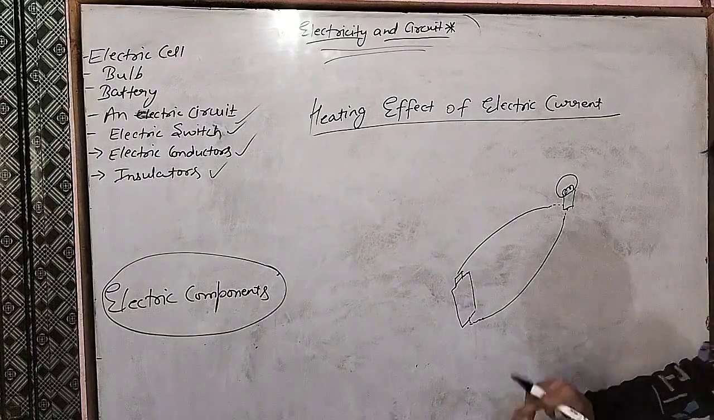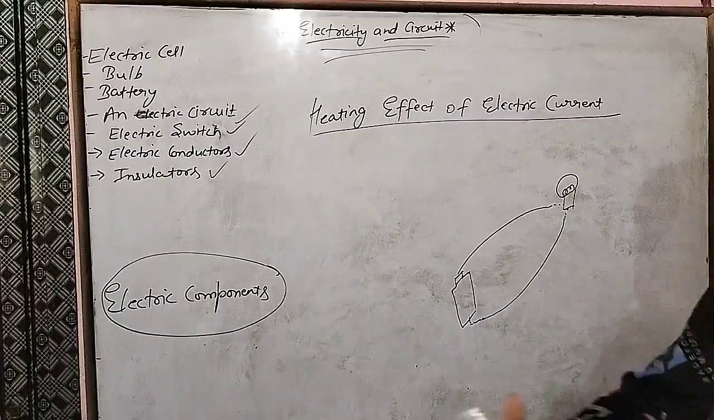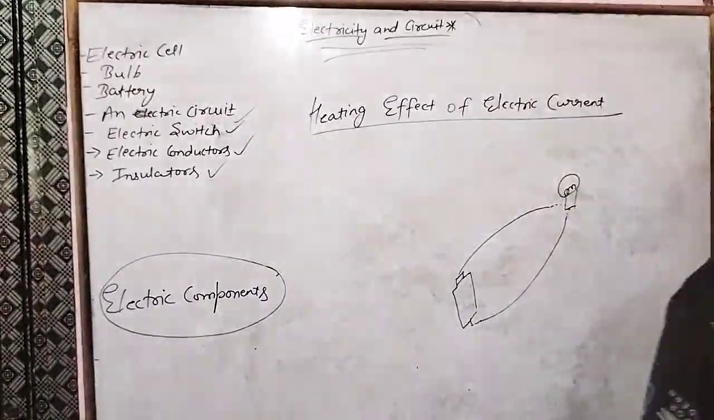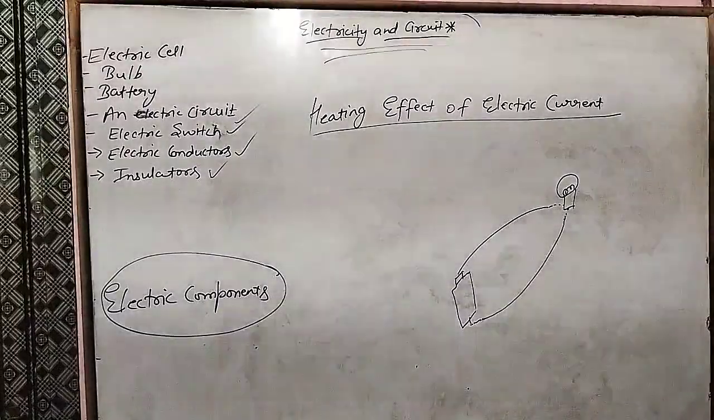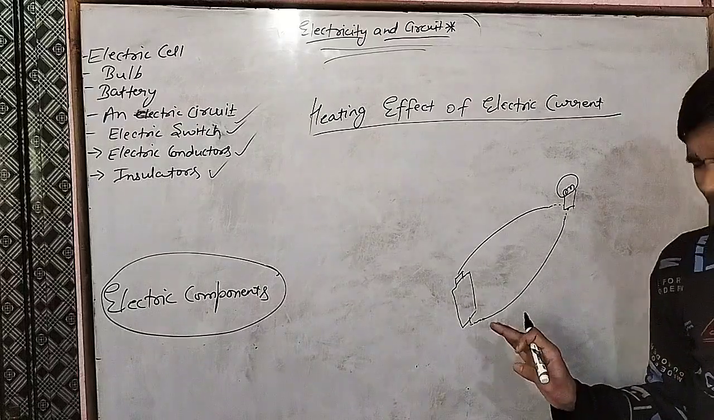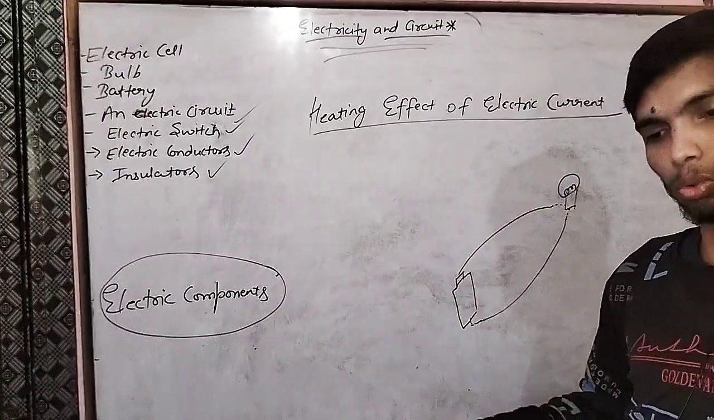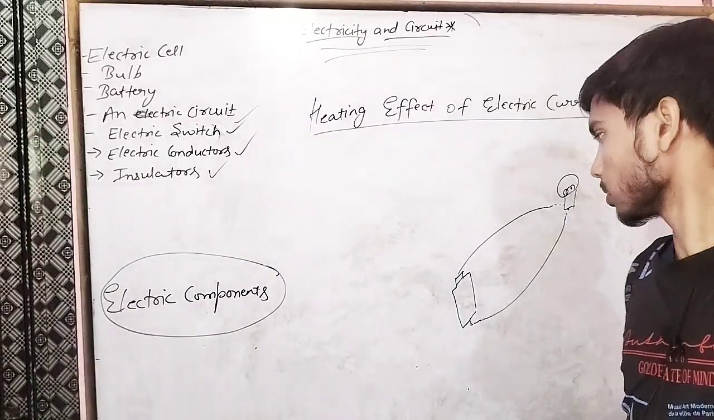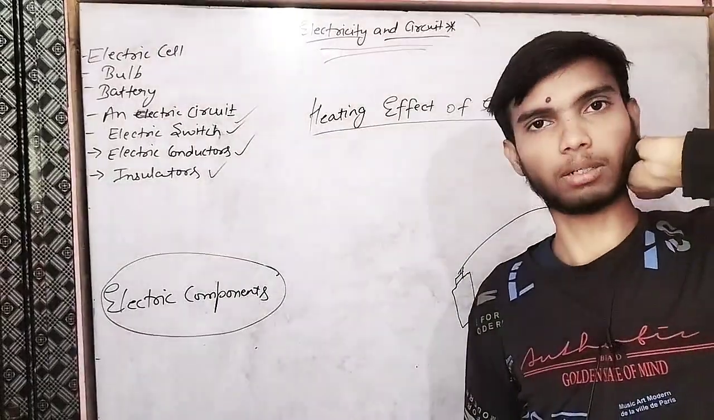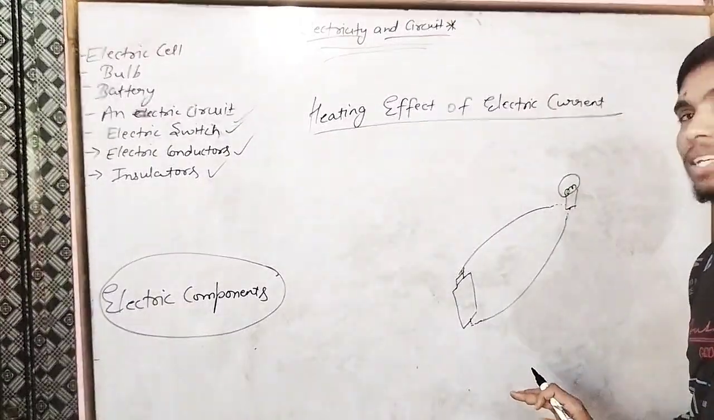Now, if the wire is too small, then it will heat up soon. It will burn soon. This wire will get hot very soon because the wire is too small. So the wire will decide, the material will decide. Why am I saying this?